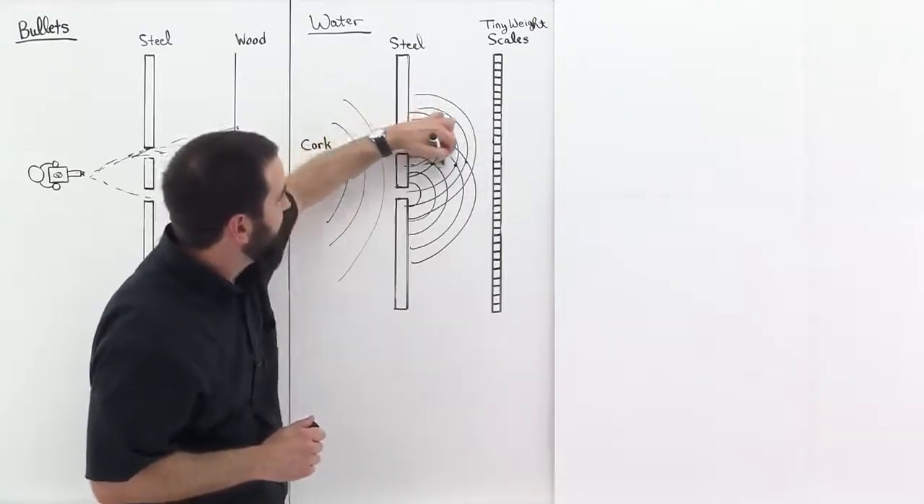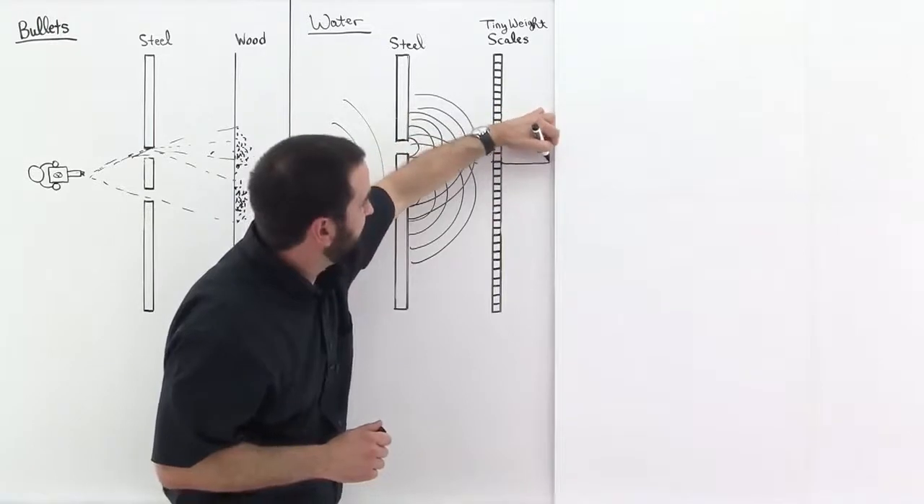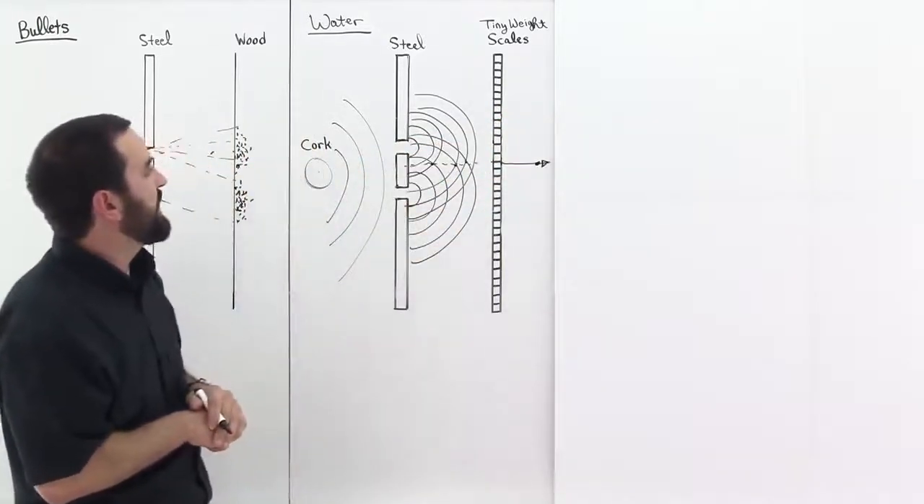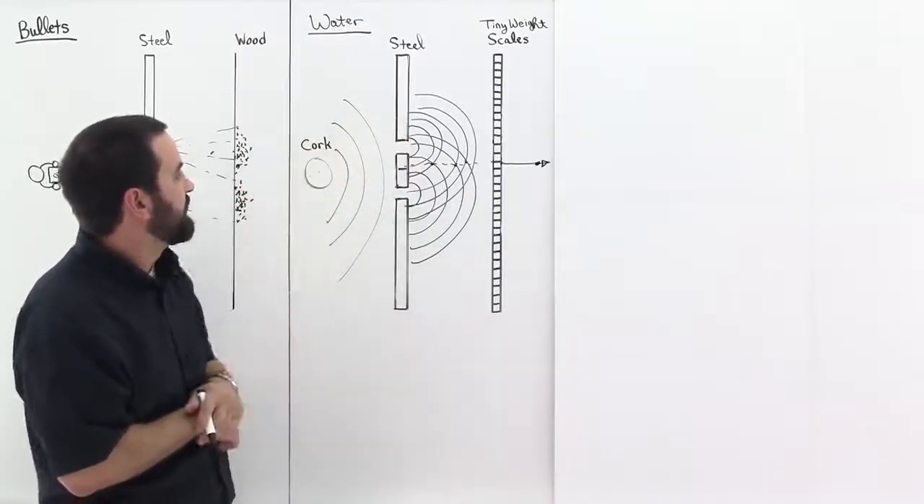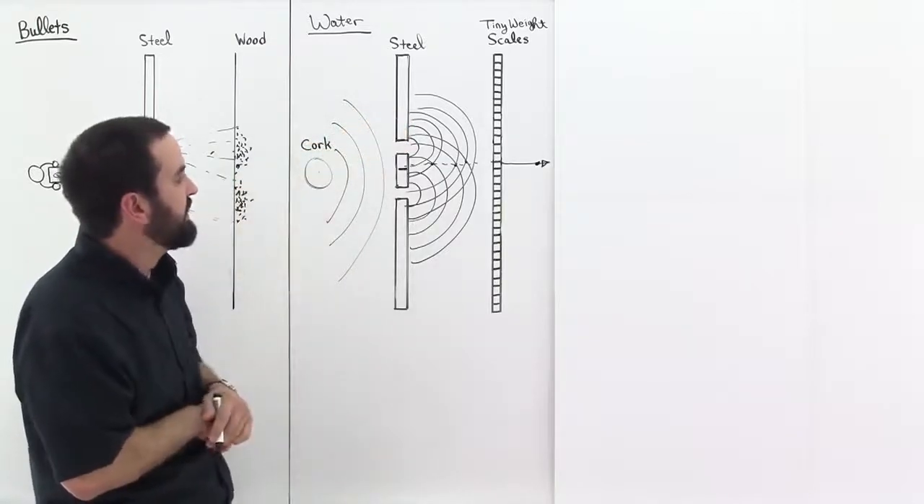Of course my drawing is not going to be perfect, but if my drawing were perfect, we would see that we would have a large scale reading right in the middle, in line with the center line of this barrier right here in the middle.